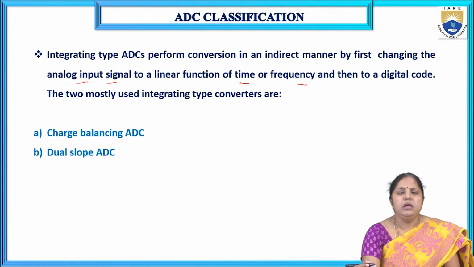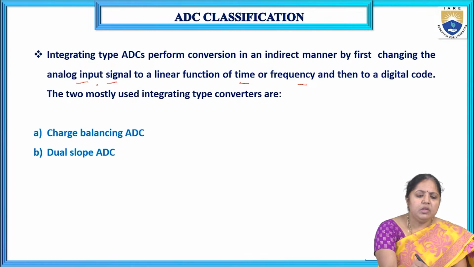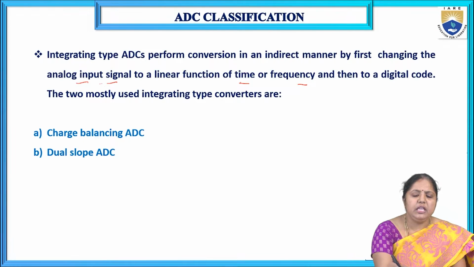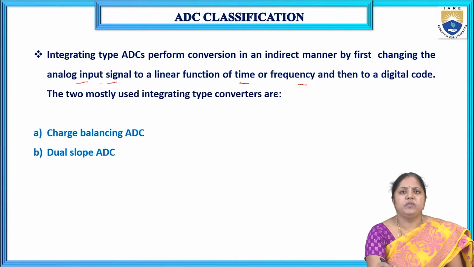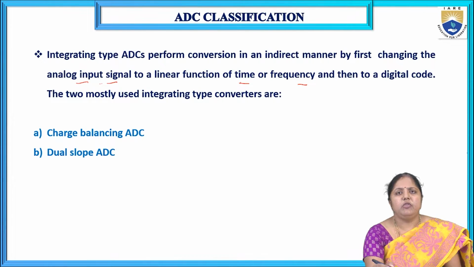If you observe here, there is no internal generation of a reference signal. In the indirect type of ADC, the analog input signal is converted into a signal which is a linear function of time or frequency. Later, that linear function of time or frequency is converted into equivalent digital form by the counter type of arrangement. So under this, today we are going to see the indirect integrating type of ADC.